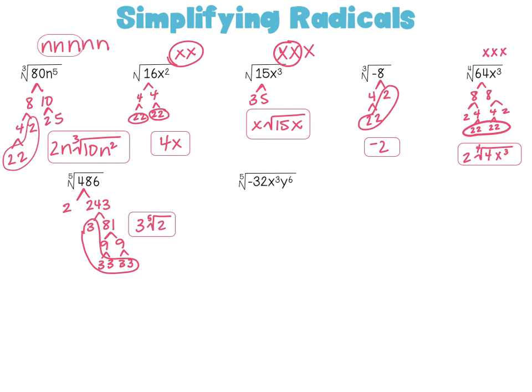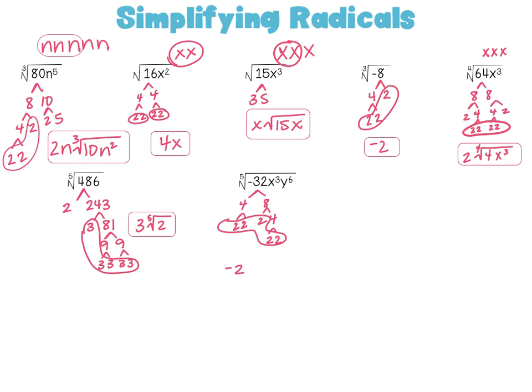All right, so we have another negative number with an odd index, so that is okay to do. I'll just remember that my final answer does need to be negative. So I'm going to do my tree like normal, breaking it down all the way until I get nothing but prime numbers. Now, I need 5 of the same number. I have 5 2's. That's the number that goes on the outside, and I need to remember to make it negative. Now I can deal with my letters.